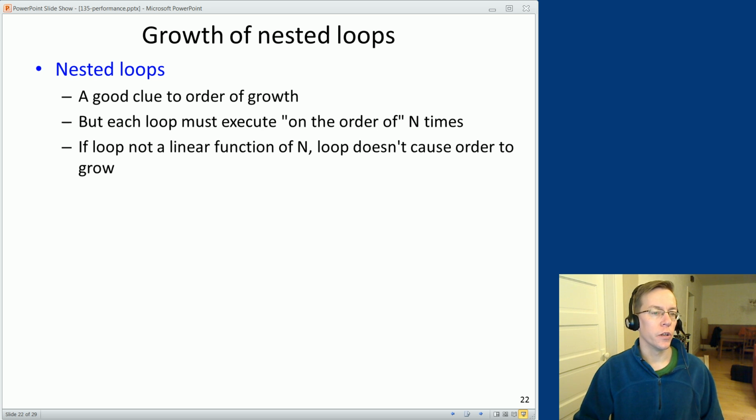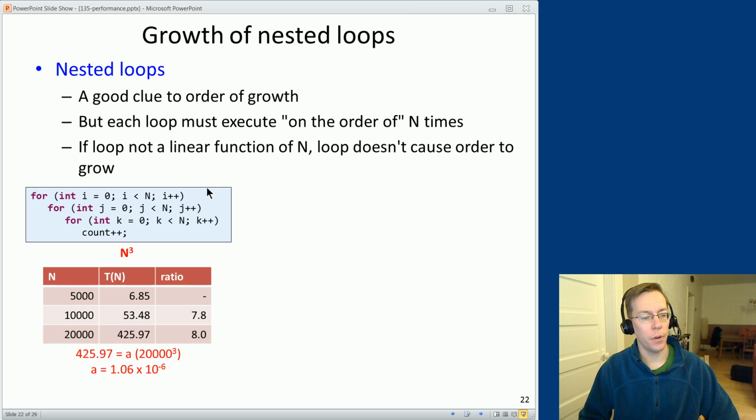Nested loops are, as I said, a good clue. If you have one loop that goes up to n, it's probably n. If you have 2 nested, it's n squared. If you have 3 nested, it's probably n cubed. But make sure the loop goes on the order of n times. So going to n over 2 is still on the order of n, some constant factor of n. If you multiply n by 1/2 or divide it by 100, it's still on the order of n for large n. If it's not a function of n, then it doesn't cause that to happen. And here are 2 examples of that.